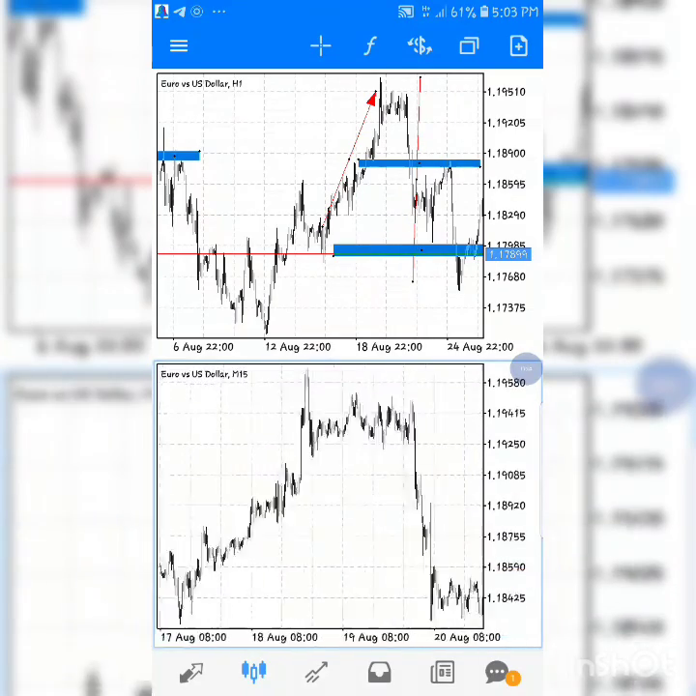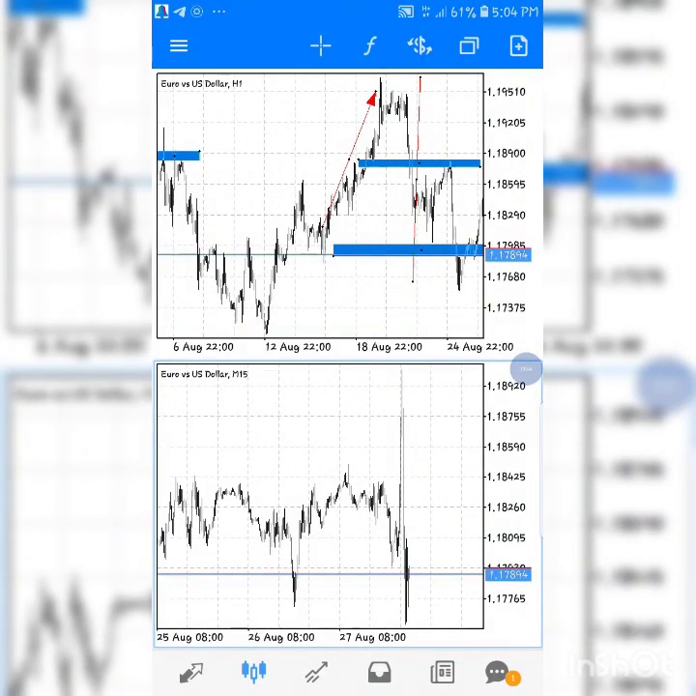Learn how to use MetaTrader 5, MetaTrader 4. Learn how to plot these support and resistance lines, guys.